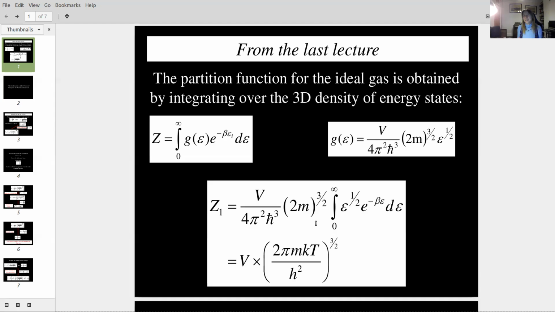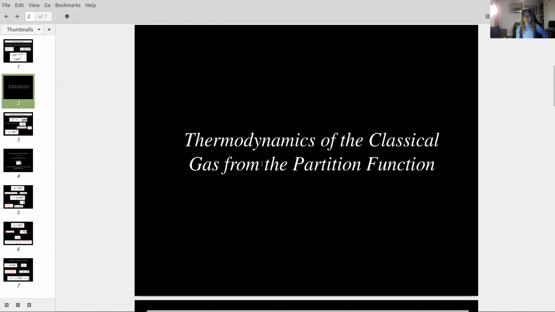We'll also use partition functions a little bit for electrons and bosons. So this is going to crop up a few times. It is important for you to appreciate what is going on here and how I get from the partition function to the thermodynamic quantities that we can so helpfully extract from it. Okay, so this lecture is all about the thermodynamics of the classical gas from the partition function.